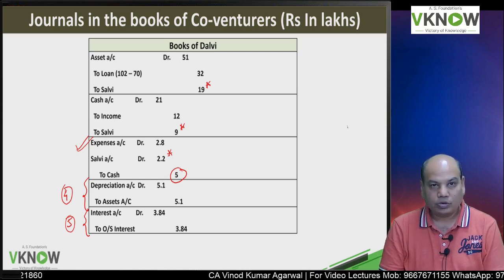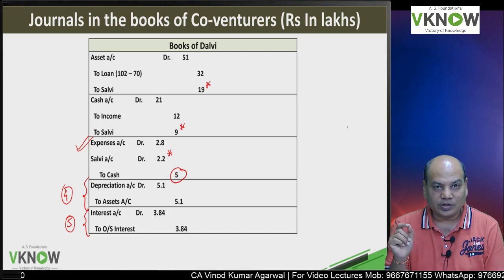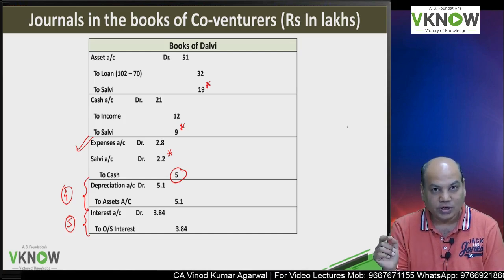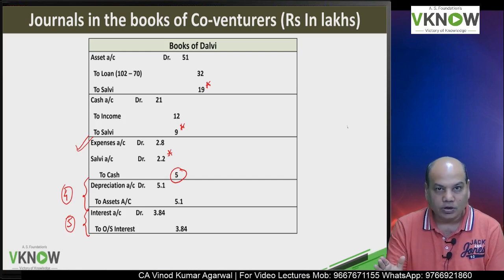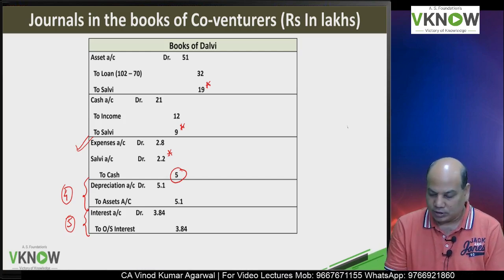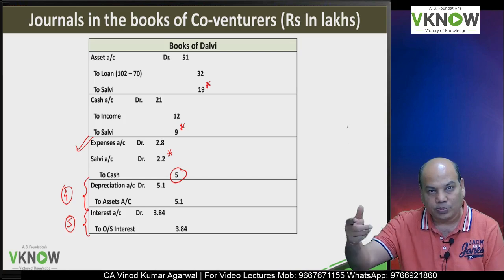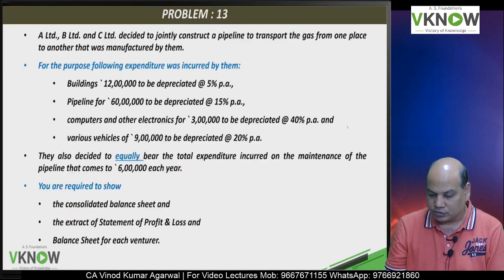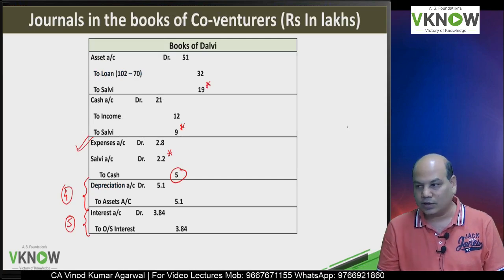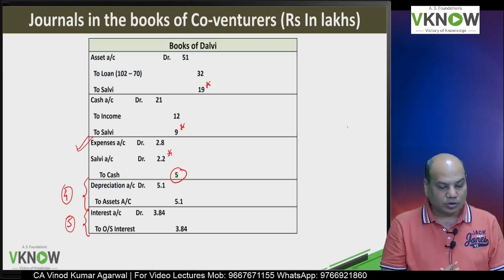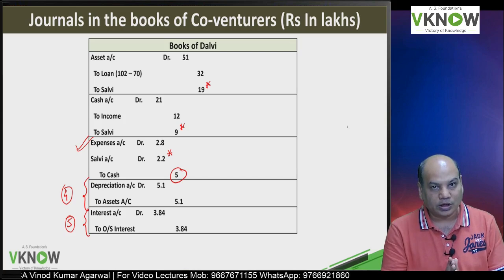This way you are going to record the entries in the books of the venturer in case of a jointly controlled asset. This is a very good example for understanding, and the same figures will get reported in the CFS also. So today we'll stop here. We'll continue in the next lecture.